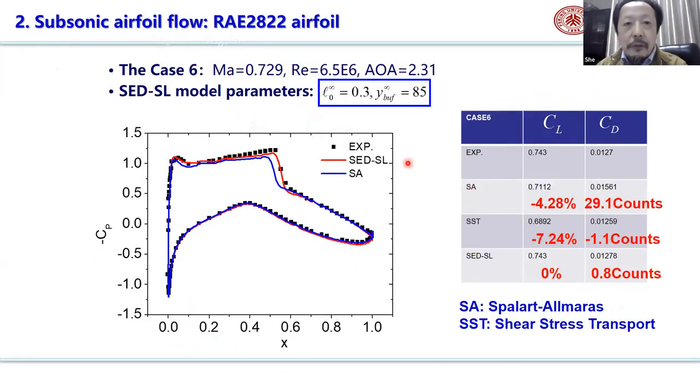Now another very famous case, just to show the so-called pressure coefficient contour. You see that the red is our model, which captures exactly the shock, while the SA model has a slight deviation of the shock.